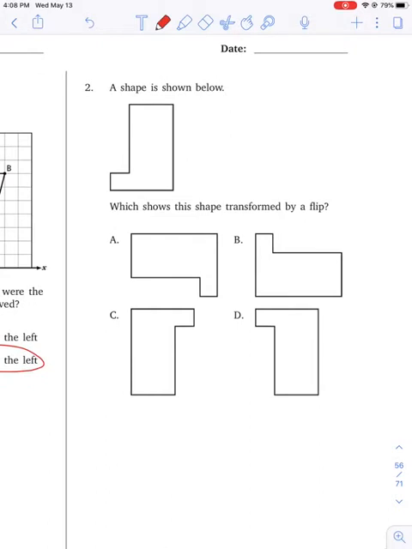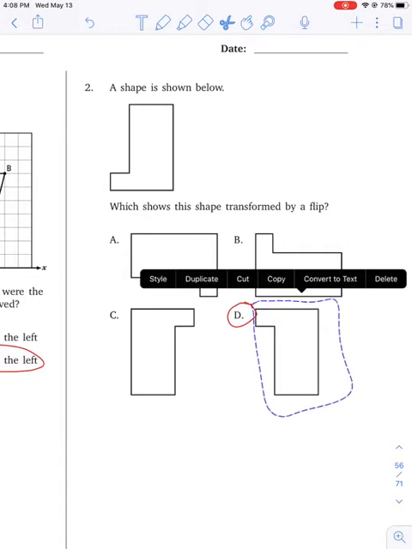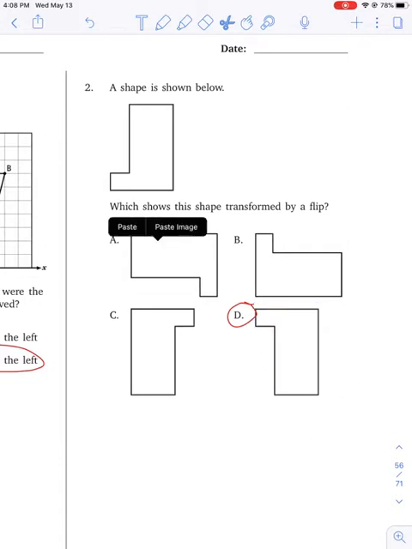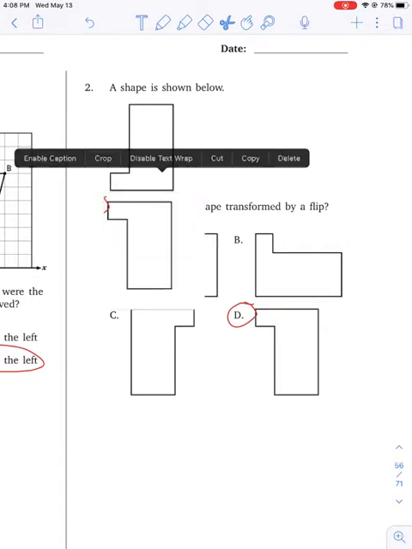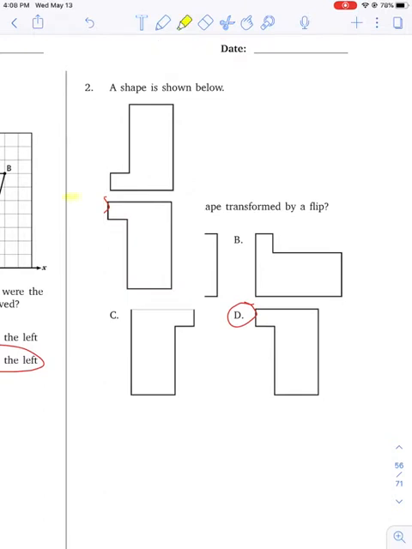Problem 2, the one that is a flip is D. The other 3 are all rotations. If you kind of line up this guy, you can see that it looks like it has flipped over that line. Everything else can only be created by doing a rotation.